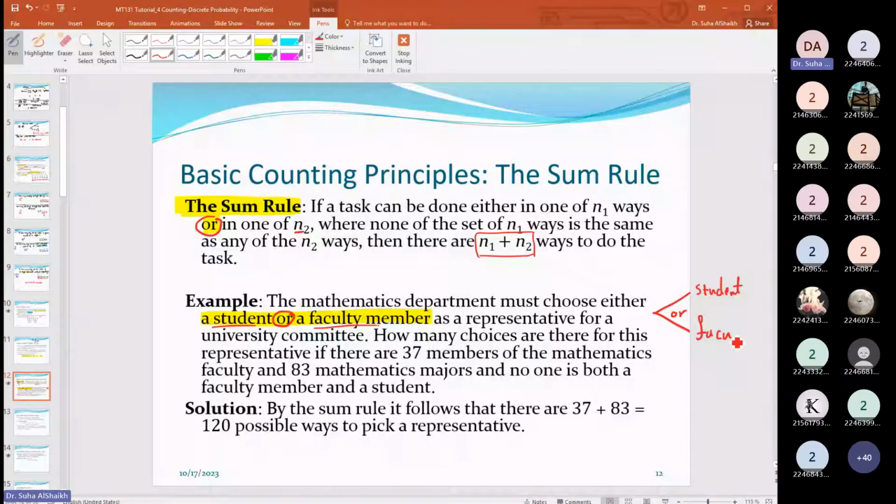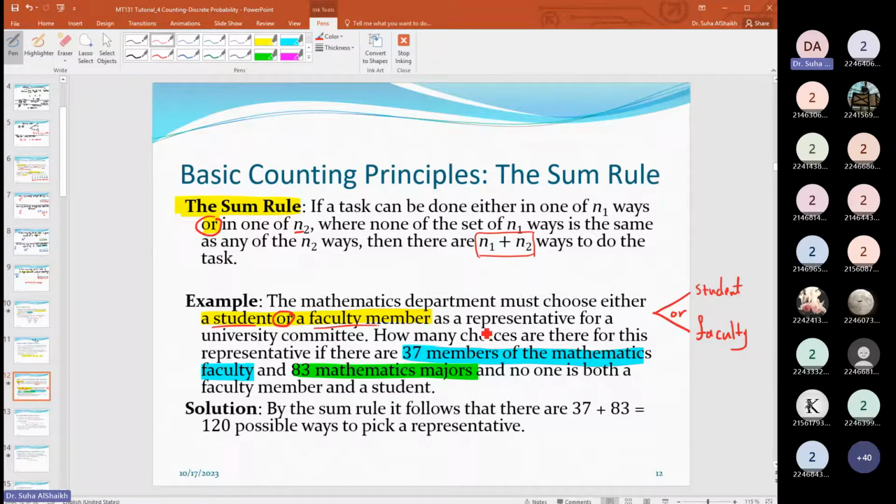Okay, so we complete reading our question. As a representative for the university committee, how many choices are there for this representative? If I have 37 members of the mathematics faculty, I have 37 faculty, and I have 83 major students, and no one is both, meaning no one is both faculty and a student.